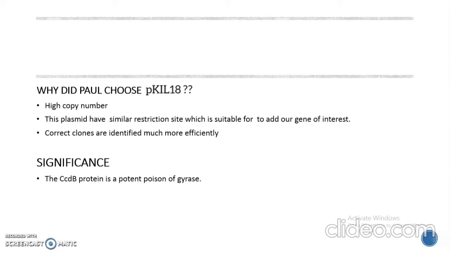But why did Paul choose the pKIL18 vector? These plasmids are capable of producing a high copy number, and the plasmids have restriction sites similar to those of his GOI. The significance of choosing this is that they possess a CcdB gene, a potent poison of gyrase, which can later be exploited for the selection of positive clones.